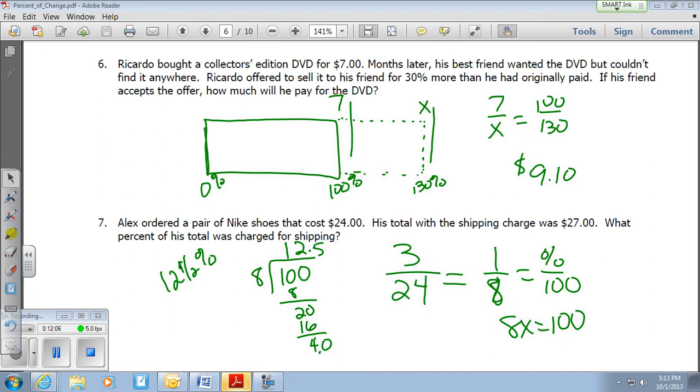So hopefully this will help you get started on your homework. Just do your best, set up your proportions and solve. Double check for common sense, and let me know if you have any questions.